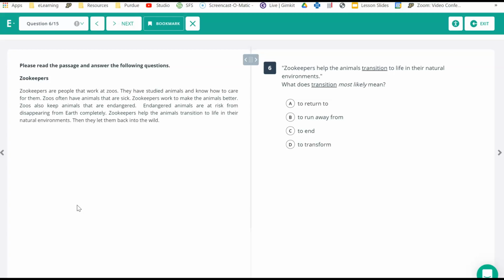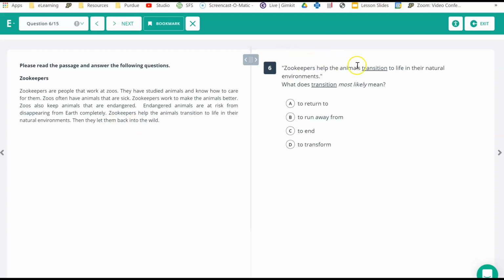Number 6. Zookeepers are people that work at zoos. They have studied animals and know how to care for them. Zoos often have animals that are sick. Zookeepers work to make the animals better. Zoos also keep animals that are endangered. Endangered animals are at risk of disappearing from the earth completely. Zookeepers help the animals transition to life in their environments, then let them back into the wild.